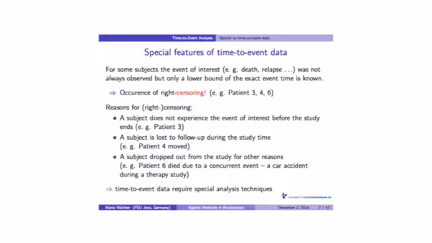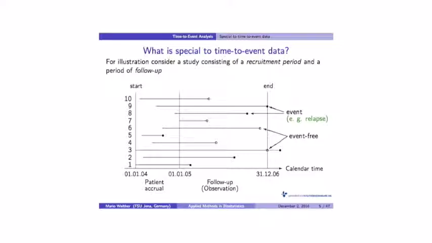But maybe patient 6, for example, went into the study in the middle of the year 2004, and then shortly before the end of the study, this patient had a car accident and died due to the car accident. Then we have a concurrent event. If the event of interest in this example is death due to cancer, and the patient died due to a car accident, then this is a concurrent event, and so we have to consider this data as censored data.